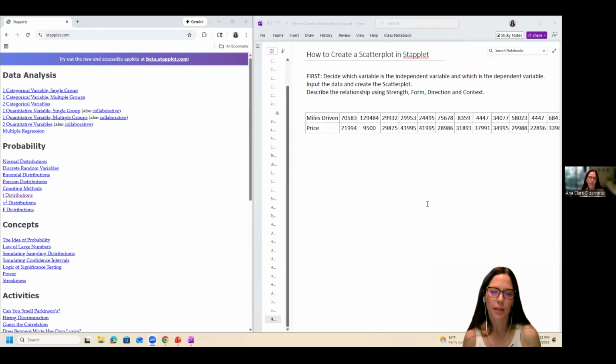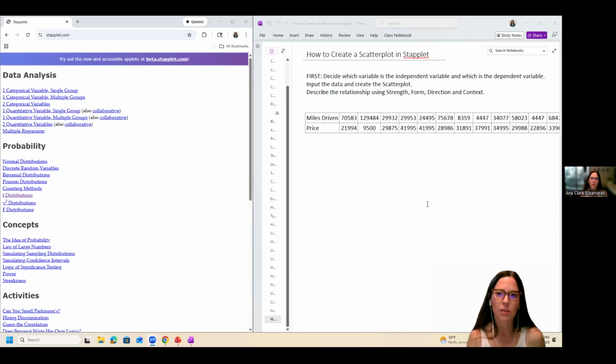We're going to learn how to create a scatter plot in Stapplet, which is a free applet you can find online at stapplet.com. We have a situation here where we're talking about miles driven and price. The context of this problem is Ford F-150s and how the miles that you drive affect the price of the vehicle. When we looked at interpreting slope and intercept in a previous video, we saw that this had a negative relationship, but we want to actually see that in the picture and see what we can do with that information.